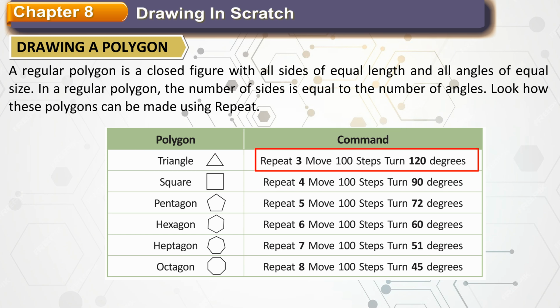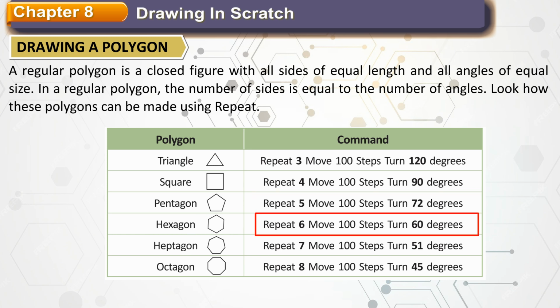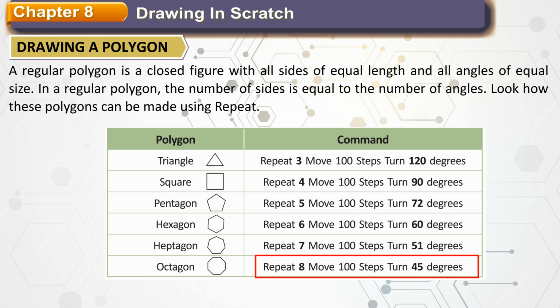Repeat 3 move 100 steps turn 120 degrees. Square. Repeat 4 move 100 steps turn 90 degrees. Pentagon. Repeat 5 move 100 steps turn 72 degrees. Hexagon. Repeat 6 move 100 steps turn 60 degrees. Heptagon. Repeat 7 move 100 steps turn 51 degrees. Octagon. Repeat 8 move 100 steps turn 45 degrees.